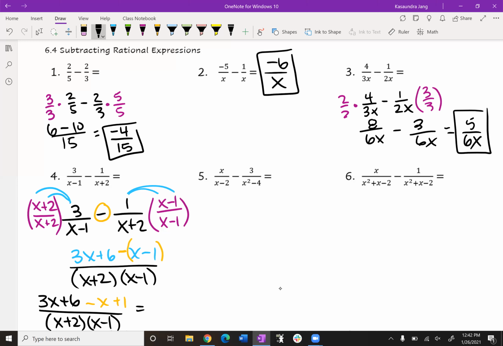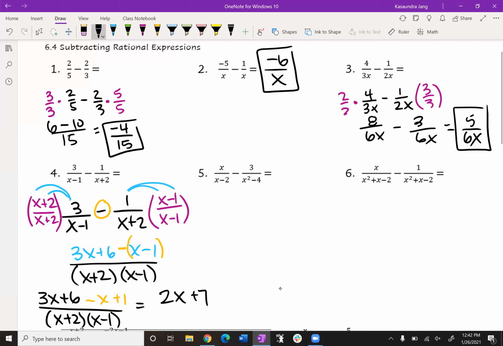So last thing I'm going to do on this one is combine my like terms. It looks like for my x's, I got a 3x and a negative 1x. So 3 minus 1 is 2. I've got a 2x. My constants, I got a 6 and a 1. Those add up to 7. Denominator is staying the same.